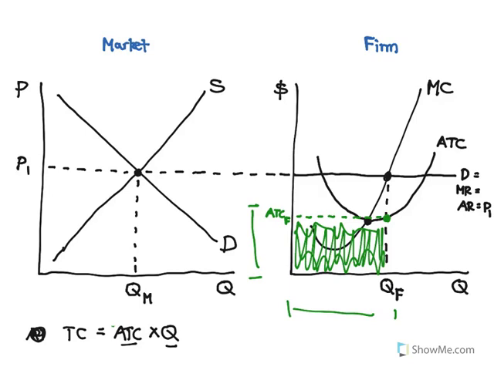And now that I have the total revenue area and the total cost area, I can find, one, am I making a profit or loss? And two, how big is it? What area would it be on this graph?